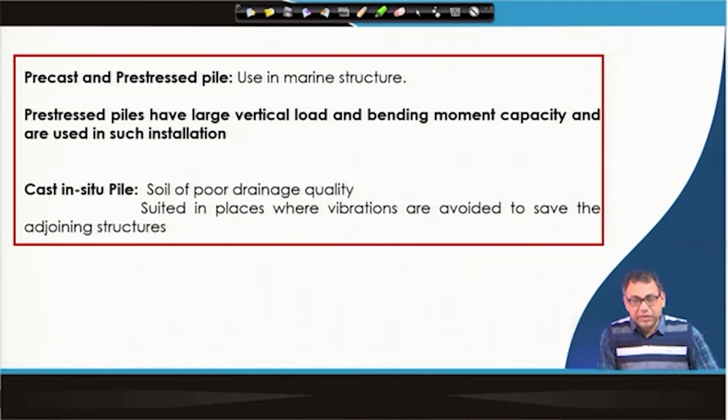surrounding structures. That means, during the installation of precast pile, there is a possibility of vibration, and if the surrounding structure cannot take that vibration, then we can go for the cast in situ pile, or we can go for the cast in situ pile for the site where the drainage quality is very poor.